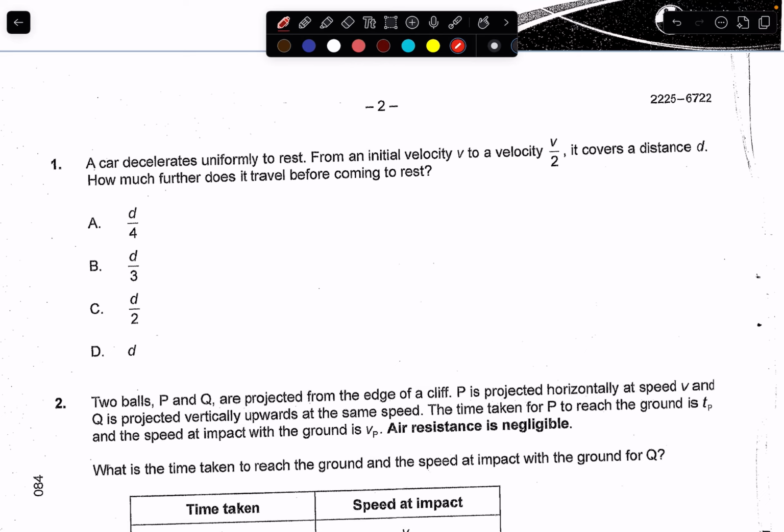So, today we are here with the very recent exam, May 2025. This is paper 1A, and we're going to start with question 1. So, if you're ready, let's go.